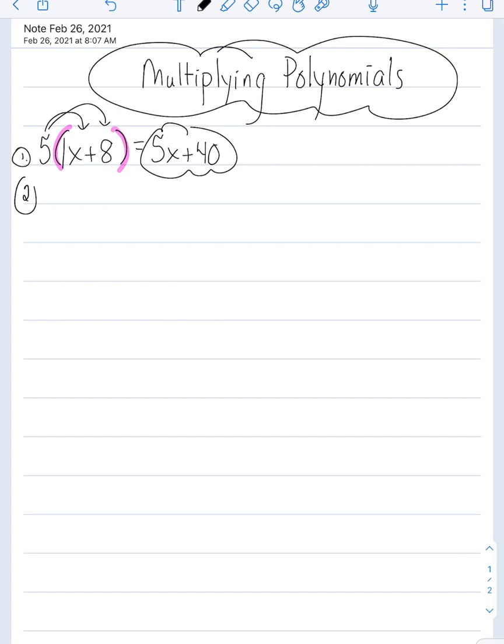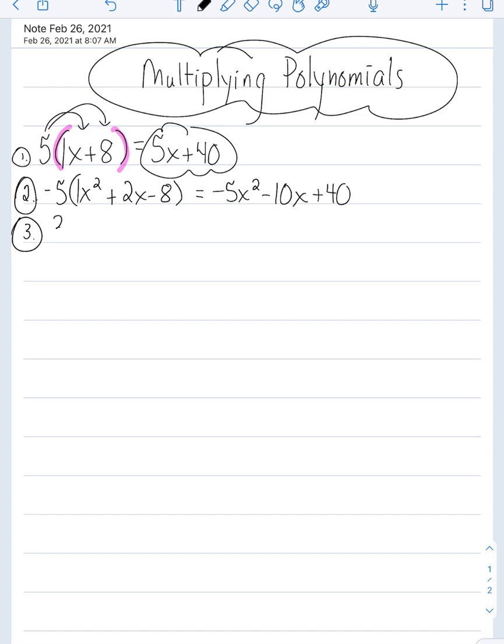So let's keep going. For our next example, we're going to do negative 5 times x squared plus 2x minus 8. I do want to remind you, make sure you multiply everything in the parentheses by negative 5. So first, negative 5 times 1x squared is negative 5x squared. Negative 5 times positive 2x is, oops, I almost put positive, negative 10x. Negative 5 times negative 8 is positive 40.